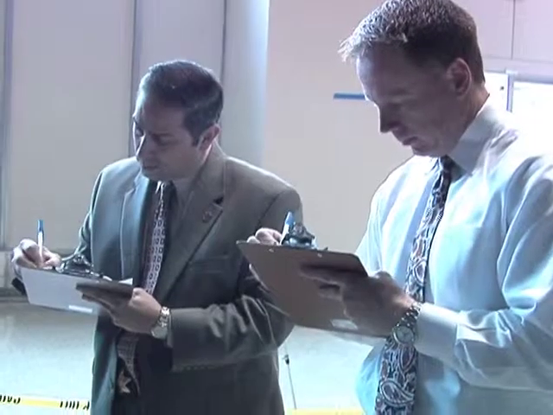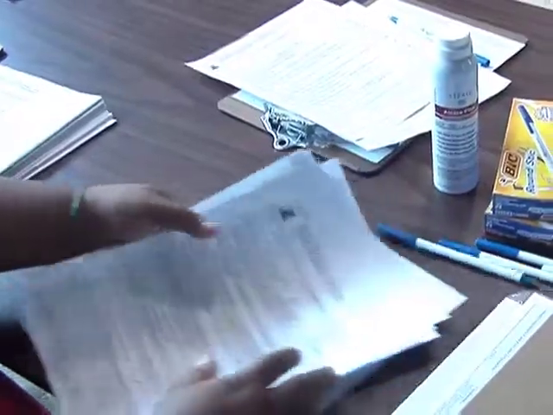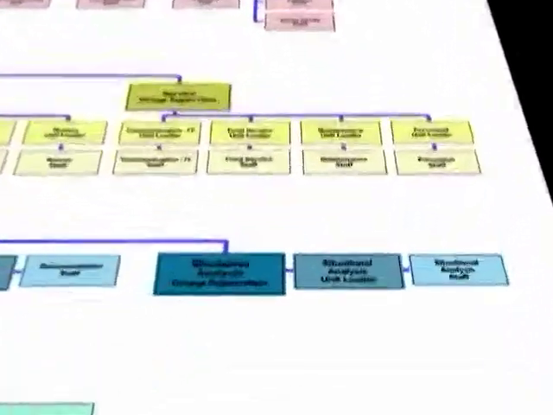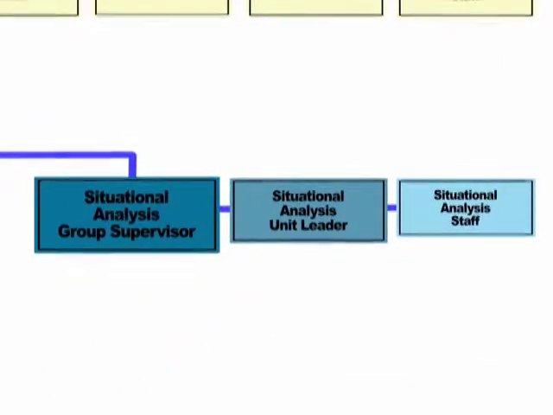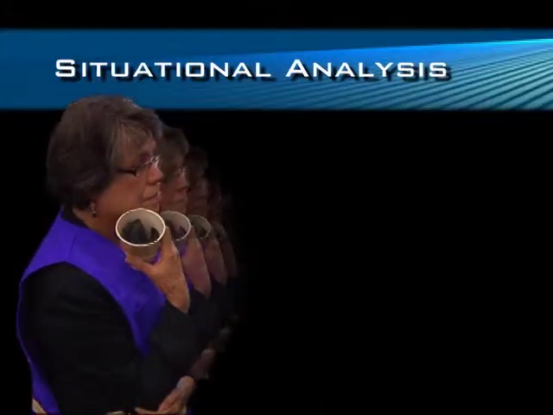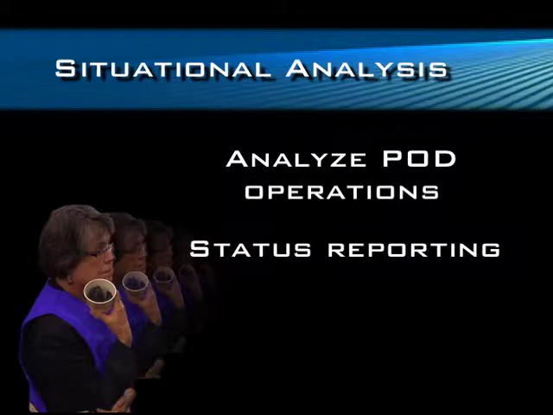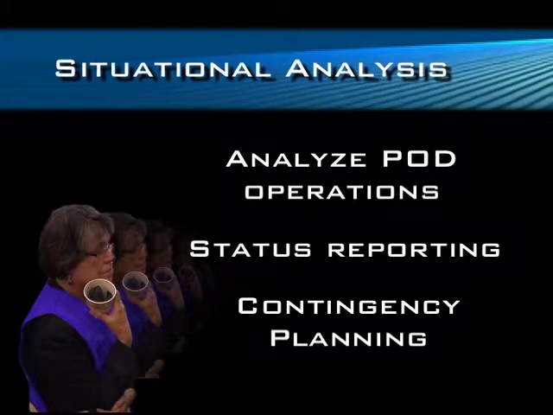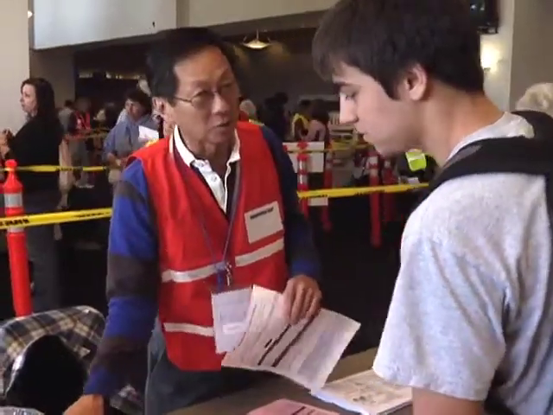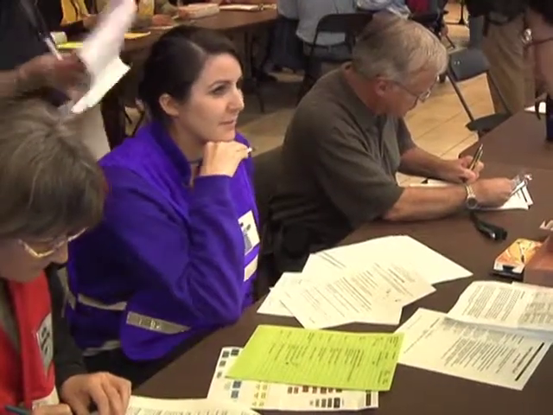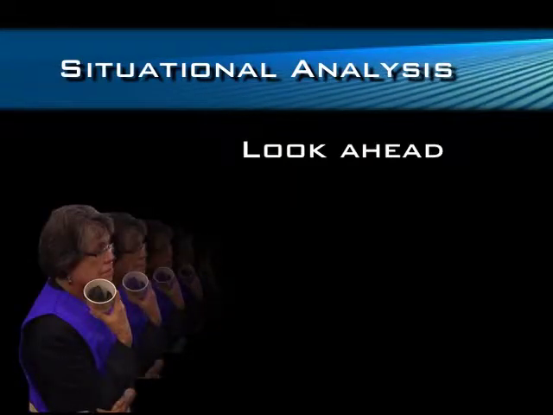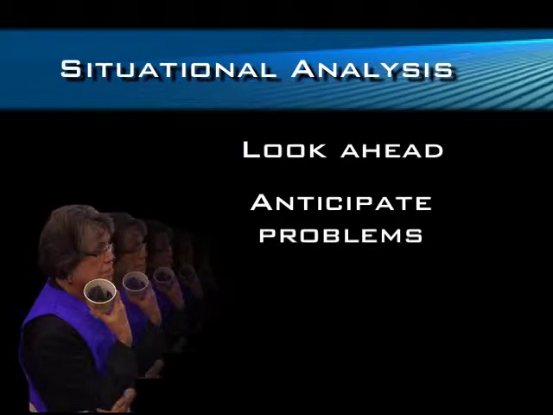Once these forms are used in the pod for their intended purposes, they're collected by the documentation group, but their work isn't finished because they become important tools for the other side of planning, the situational analysis group. The situational analysis group uses the documentation to analyze pod operations for status reporting and contingency planning. While almost everyone else in the pod is consumed moment to moment by their work, your role on situational analysis is to look ahead to anticipate problems that impact the success of the mission.